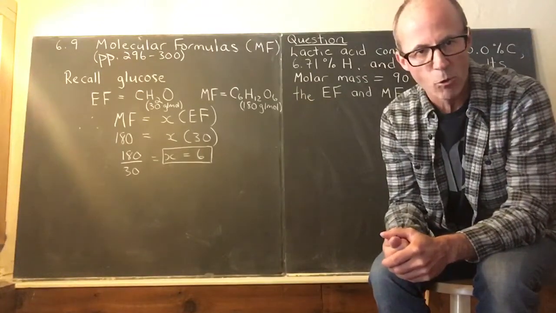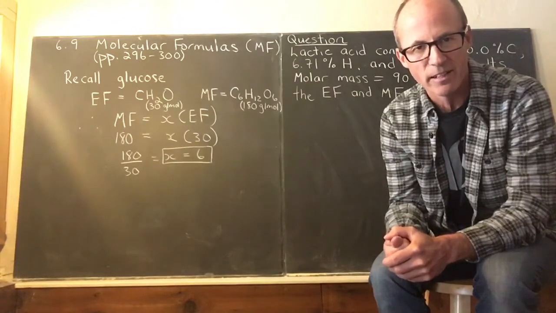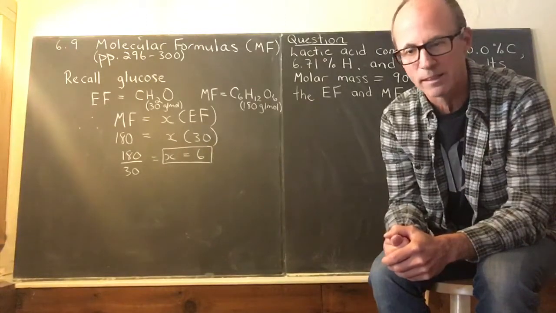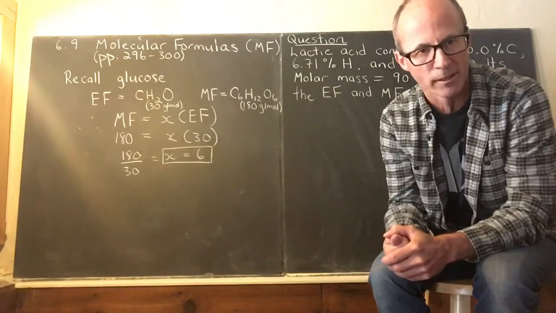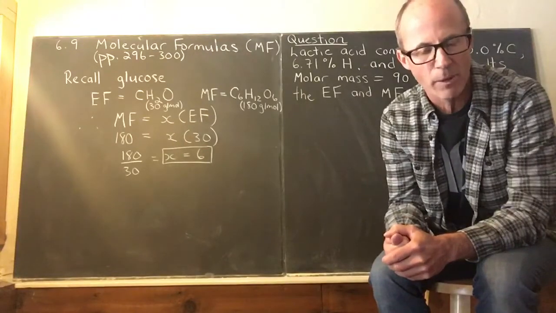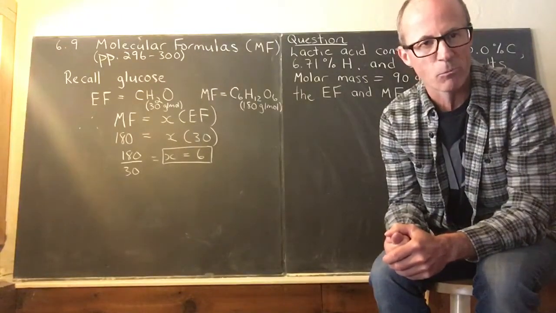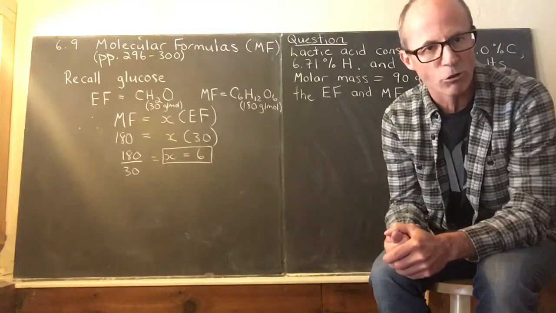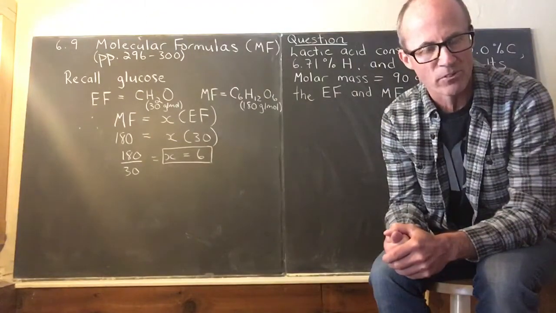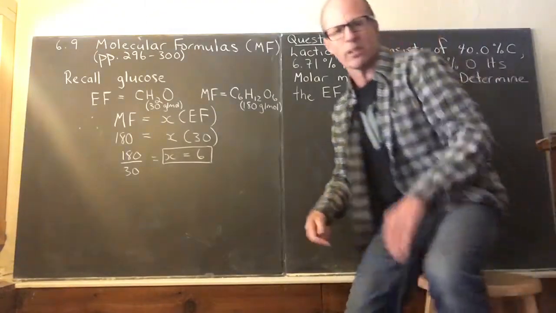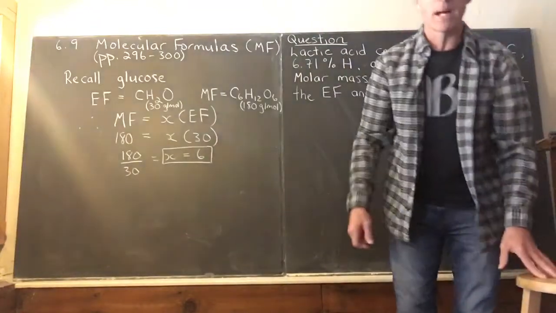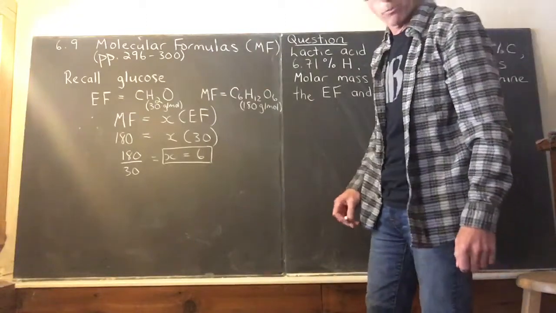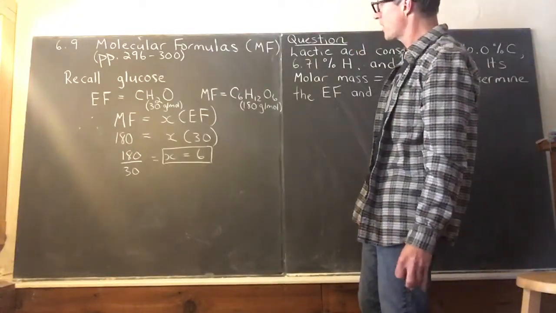We have one little step to go, which is not that difficult, to be honest, and that is something called the molecular formula. The molecular formula really is the same as the actual formula. So when you look at the formula of any compound, that indeed is the molecular formula. The empirical formula, if you remember, is the simplest mole ratio of elements in a compound. By the way, this is section 6.9 in your textbook, on pages 296 to 300.